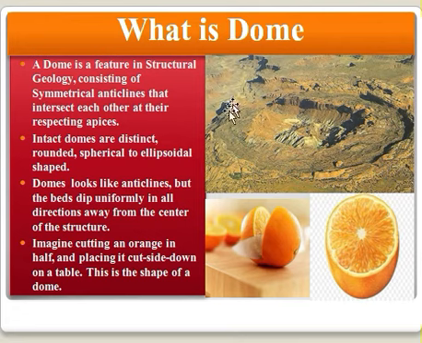So you can understand this dome structure by this example of an orange. You can imagine cutting an orange in half and placing it cut side down on a table. So this is the shape of a dome actually. You can imagine that half of this dome is eroded away from this side, and the rest looks like this half orange.